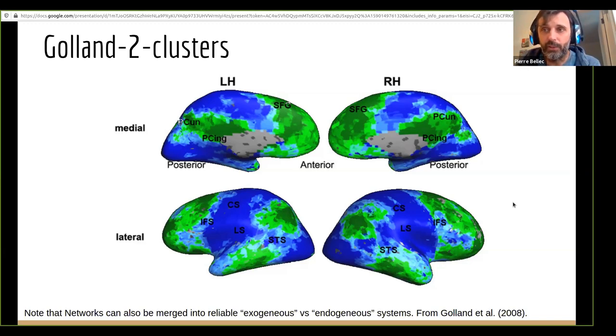And so the way that was interpreted is as more exogenous versus endogenous networks. So networks which are mostly driven by extrinsic activity, based on whatever the world is sending, and networks which are mostly driven by intrinsic activity. So, you know, I insisted earlier on this distinction between extrinsic and intrinsic activity. And really, one way of interpreting these results is that we do have a more intrinsic network and a more extrinsic network in the brain as well. That also maps to some degree with myelination of cortex.